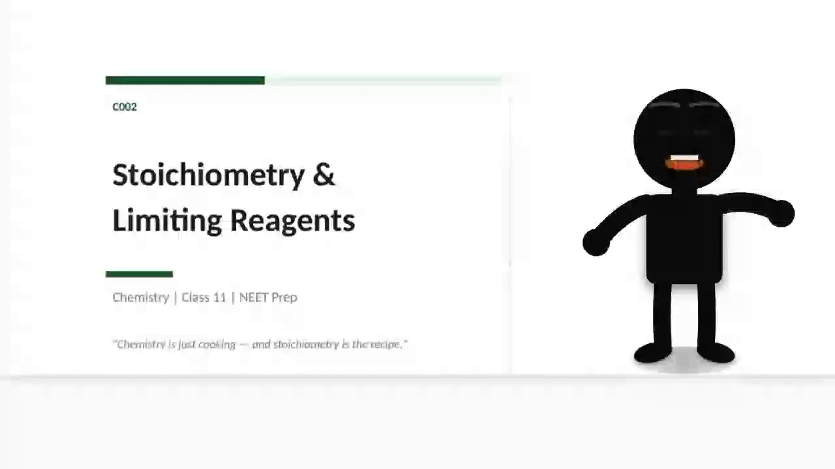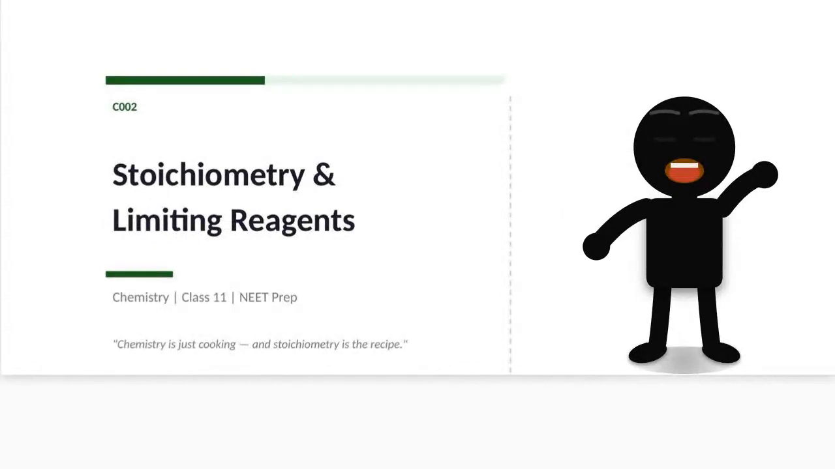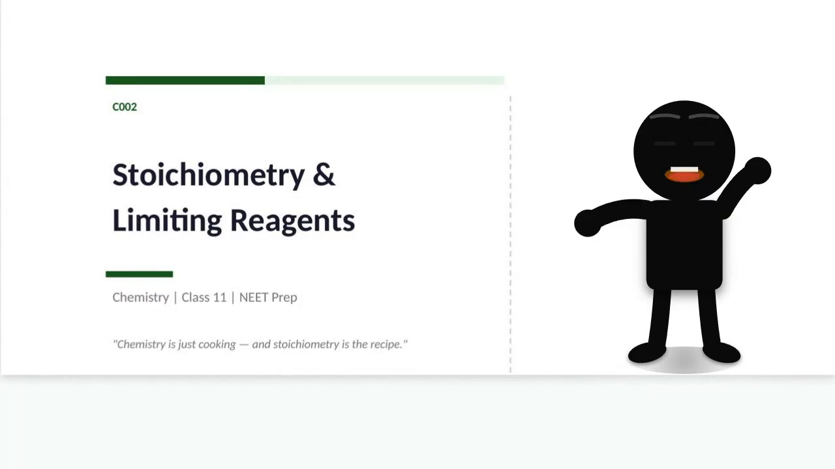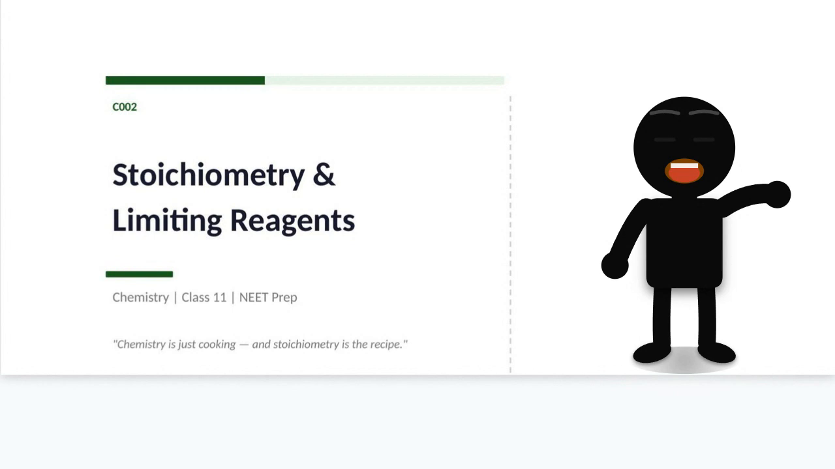Welcome to C002. In our last lesson we learned about the mole, the chemist's counting unit. Now we are going to put it to work. Stoichiometry is the study of the quantitative relationships between reactants and products in a chemical reaction. In simple terms, it answers the question, if I start with this many grams of these chemicals, how much product will I get? This is the heart of practical chemistry, and it is heavily tested in NET. Let us build it up step by step.